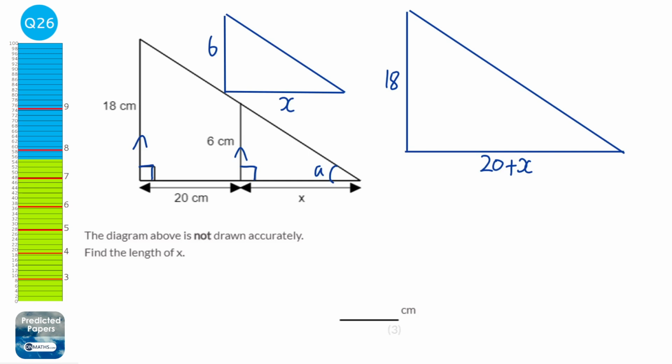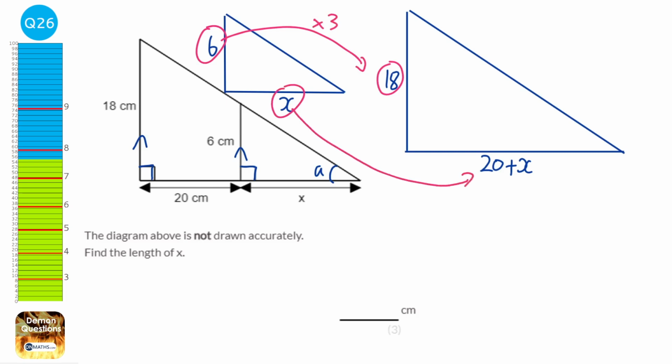So we need the scale factor first. Now if you look at the 6 and the 18, they are what we call corresponding sides. So we need to work out the scale factor by finding out what I multiply the 6 by to get to the 18. Well, that's obviously going to be 3. So we now know that we can times the x by 3 to get to the 20 plus x. So we can write that down: 3x, I'm timesing the x by 3, and that will give me 20 plus x. And so I can solve this now.